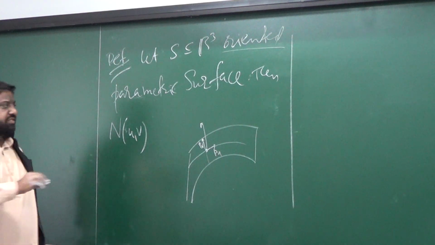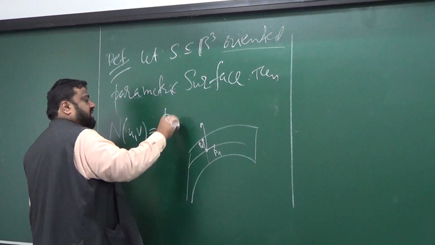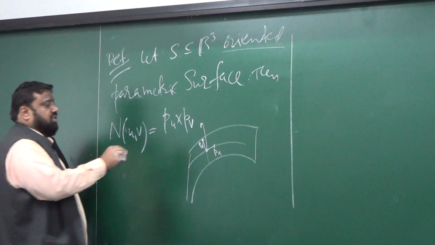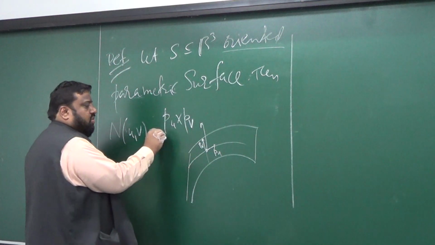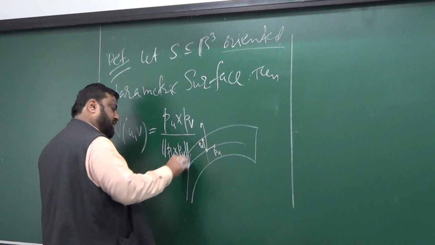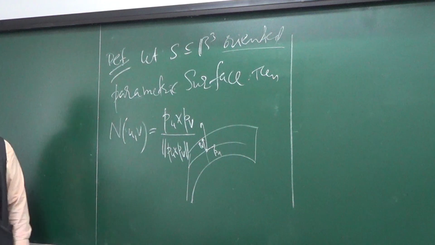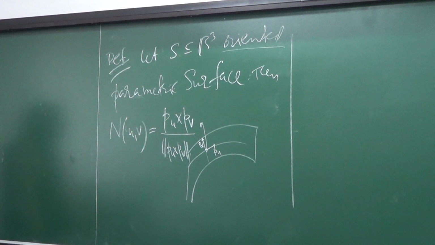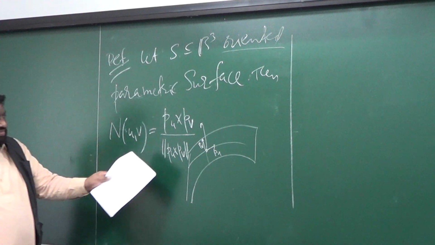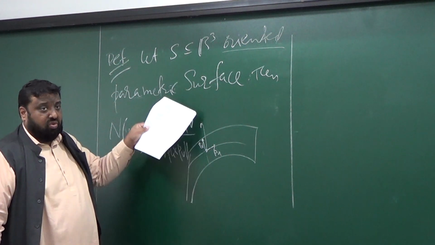But how are you going to define it? You're going to say, let's take this PU cross PV vector. This PU cross PV vector is actually normal, and then we divide by its magnitude so that it becomes a unit normal vector. So if you want to find a normal on a surface, just take the cross product of these two tangent vectors, and that's going to give you the normal vector.